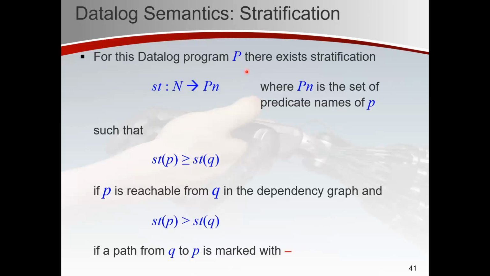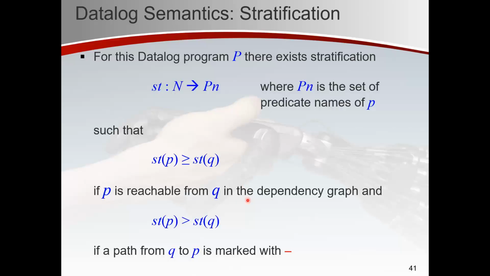We say for the Datalog program P there exists a stratification. The stratification looks like St: n goes to Pn. Pn is a set of predicate names of P. So for the number of a stratum 0, 1, 2, 3 or whatever, we get a set of predicate names. It looks very strange at first, but we will see how this works.